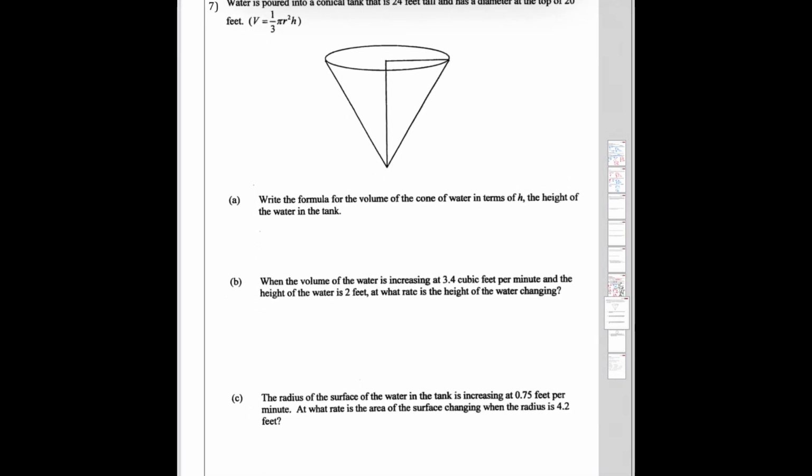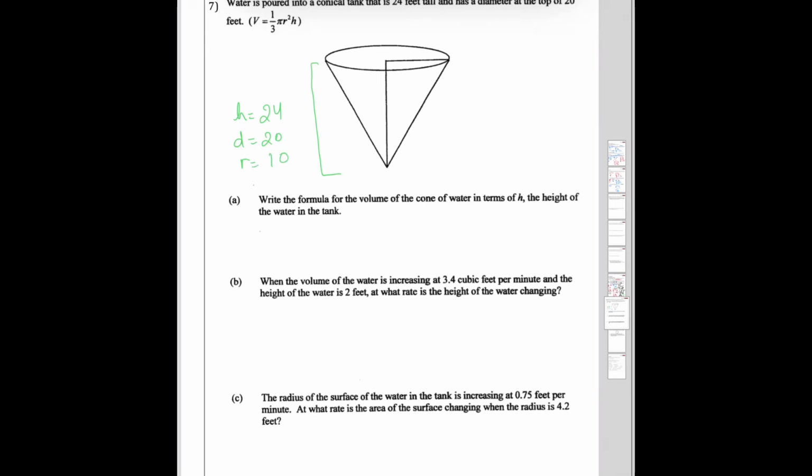It says water is poured into a conical tank that is 24 feet tall and has a diameter of 20 feet. So basically my height is 24, my diameter is 20. So what can I say? My radius is going to be 10, right?